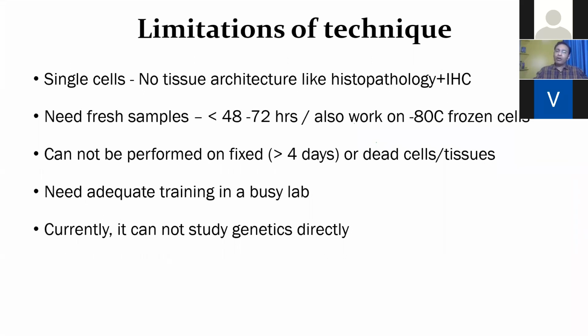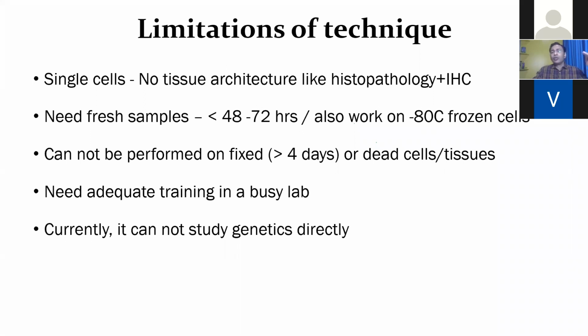Now there are limitations you have to know. One, because you are looking at single cells, you cannot look at the architecture of cells like histopathology or IHC. So no architecture. You can look at the size but not architecture. Then you need a fresh sample. Generally, you get good results if you process the sample within 48 hours or maximum 72 hours. If we get a sample later than that, if it is a precious sample like bone marrow or CSF, we still process it, but there is no guarantee you will get good results.